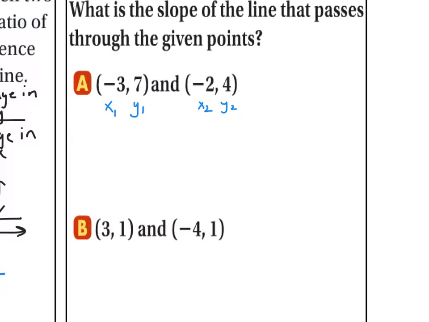So the slope is going to be y2, that is 4, minus y1, which is 7, over x2, which is negative 2, minus x1, which is negative 3. Now I take 4 minus 7 on top, and that gives me negative 3. On the bottom, because I have 2 negative signs right next to each other, I want the opposite of a negative, which makes it a positive. So it's negative 2 and positive 3, and therefore my slope is negative 3 over 1, or negative 3.